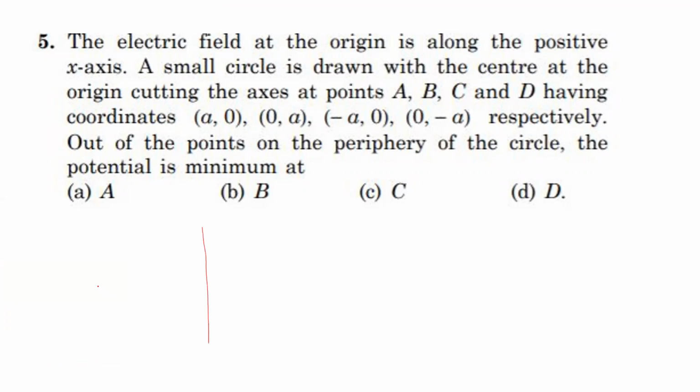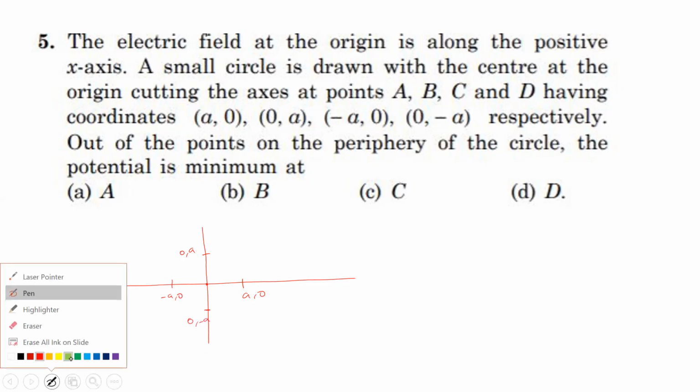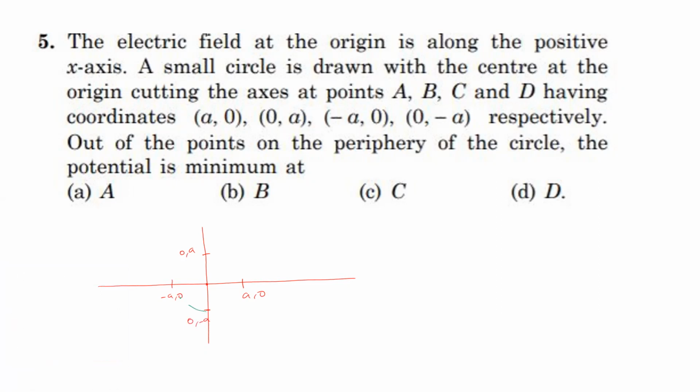Let us take this as the y-axis and this as the x-axis. This point is the origin. Let us mark here: this point is (a, 0), this point is (0, a), and this point is (-a, 0). And here we take this point as (0, -a). Now we are going to draw this circle. This is the circle we assume. Like this, we have drawn the circle. And here it is given that the electric field at the origin is along the positive x-axis.